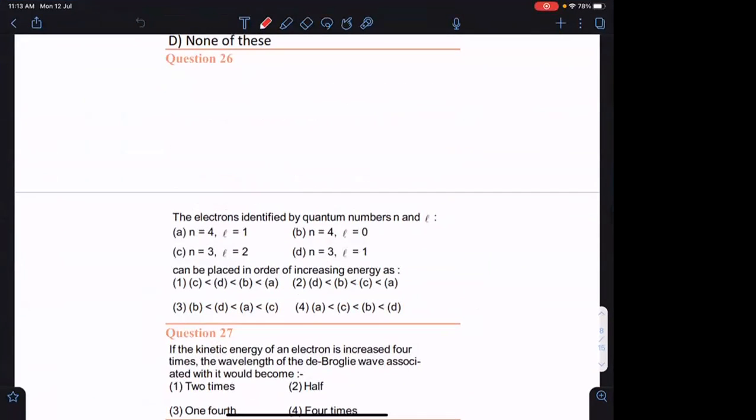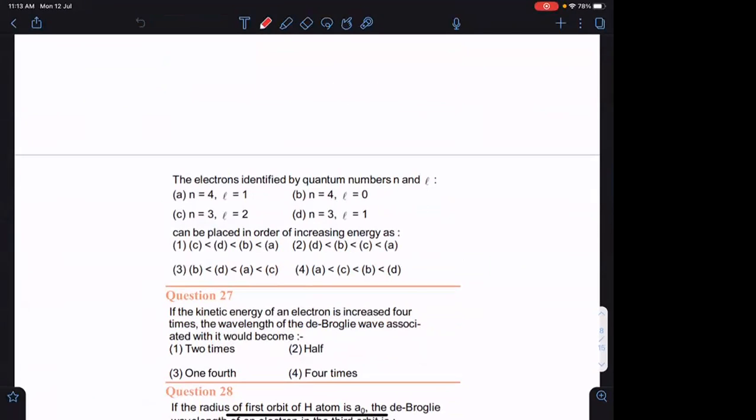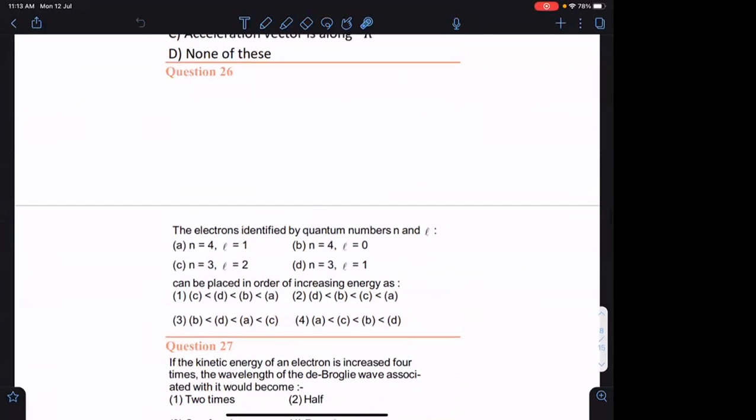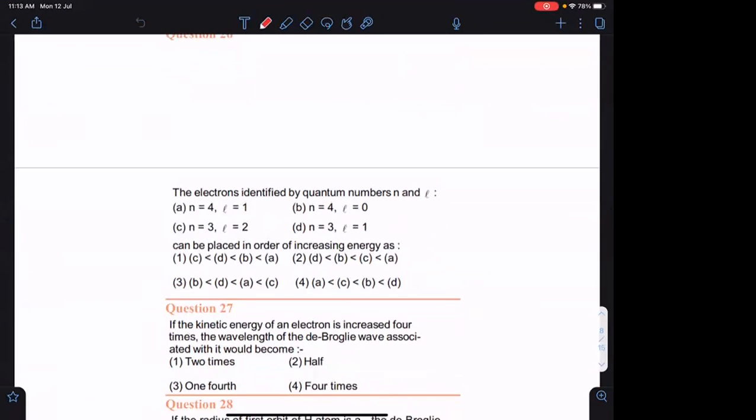Okay, question number 26. Number of electrons identified by quantum numbers n and l. They have given the values of n and l, and they are asking us to place the electrons in the order of increasing energy. How to compare energies? By knowing n plus l.